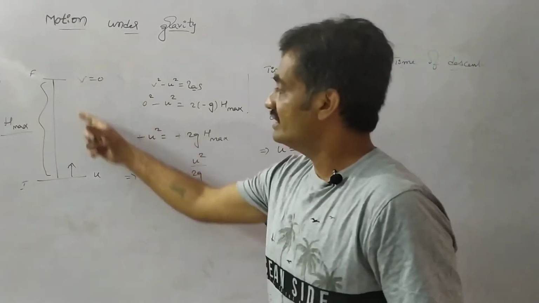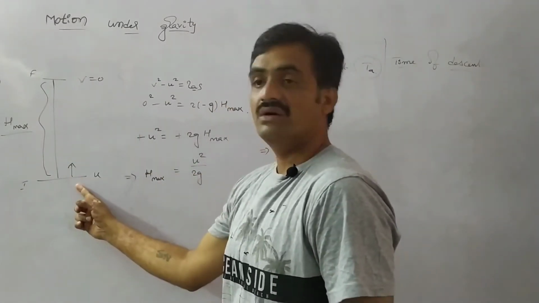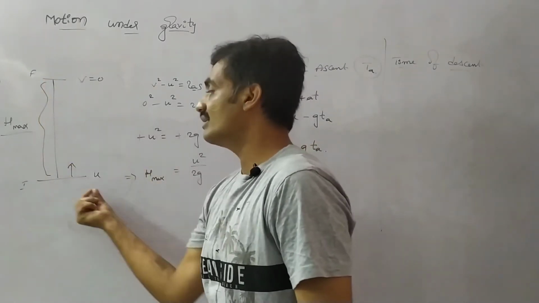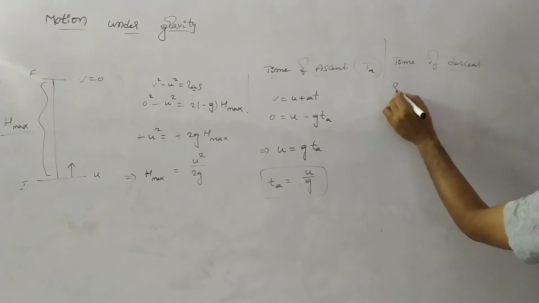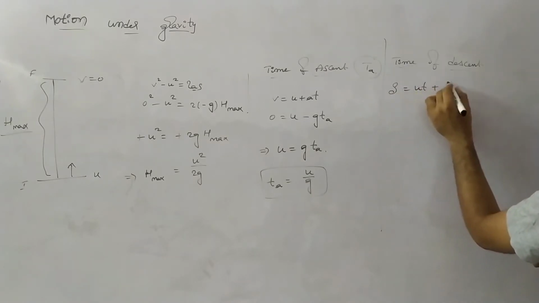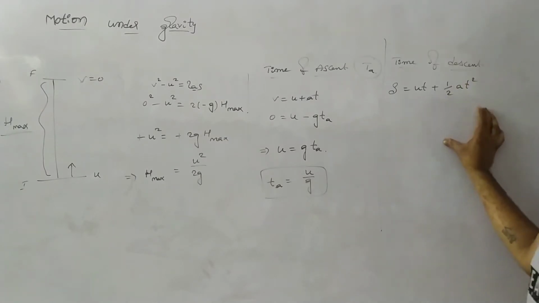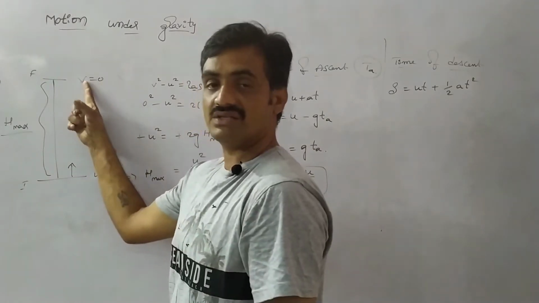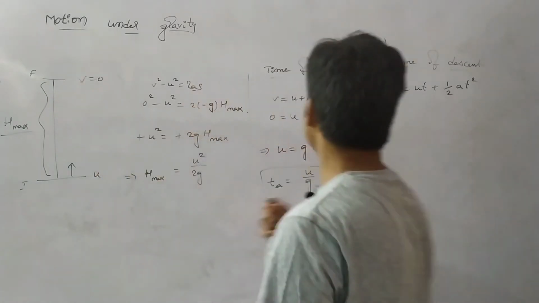In the case of time of descent, the time taken by the body to reach from maximum height to the ground or initial position is known as the time of descent. For the time of descent, it is based on the equation s equals ut plus half at square. So here the final velocity now becomes the initial velocity. Why? Because the body is starting from this position. As you consider this, the initial velocity is 0.